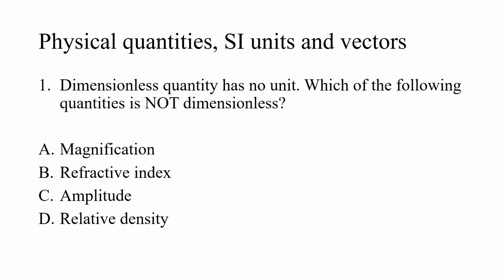Our first question. Dimensionless quantities have no unit. Which of the following quantities is not dimensionless? So we know that refractive index and relative density are dimensionless quantities. Also, magnification is dimensionless as it has no units. So our answer for this question is C, amplitude. Amplitude is measured in meters.